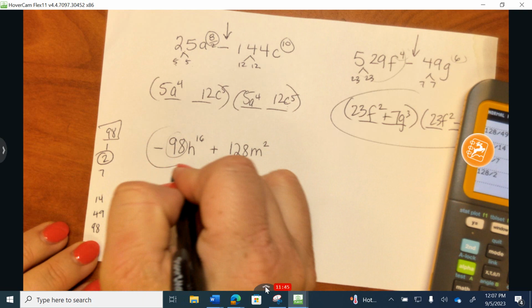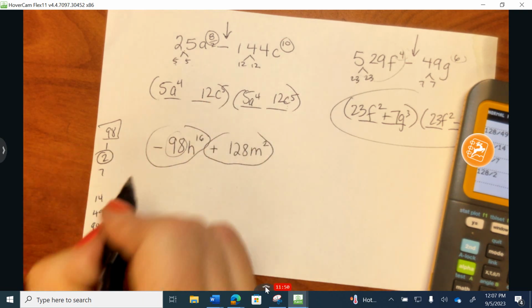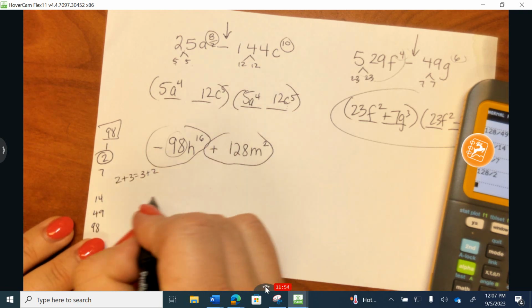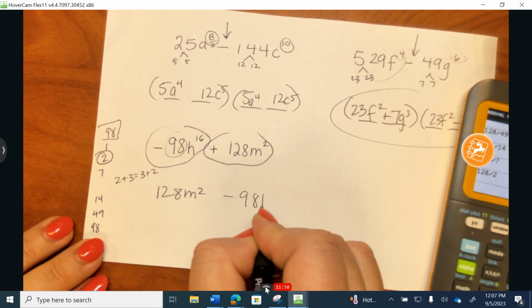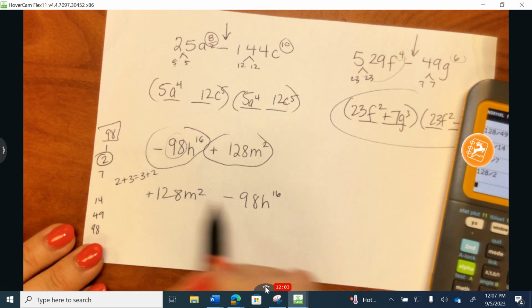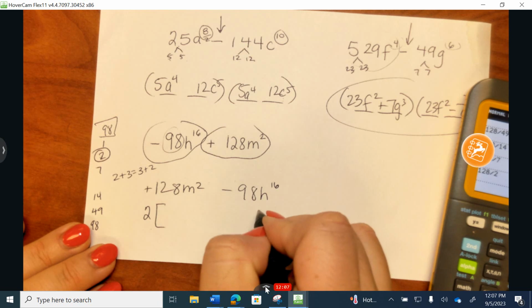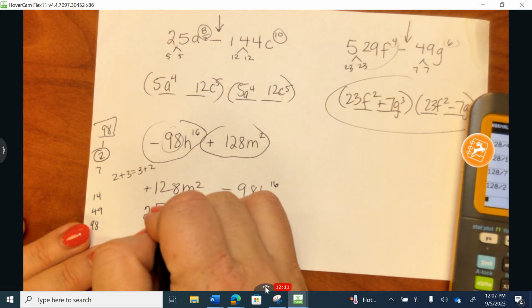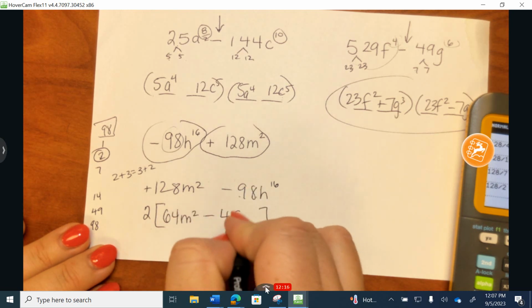Okay, I'm going to rewrite this. It's like I'm going to cut that out and cut that out. And you can flip them. Just like 2 times 3 is the same answer as 3 times 2, we can put this in the other order. 128 is from front. 98 is in back. Positive 128 is in front. Negative 98 is back. Okay, so I'm going to factor out a 2. When I take 128 and divide it by 2, I'm left with 64. When I take 98 and divide it by 2, I'm left with 49.